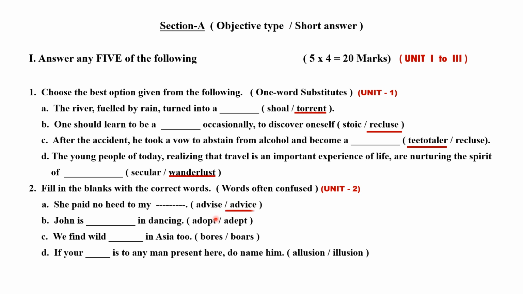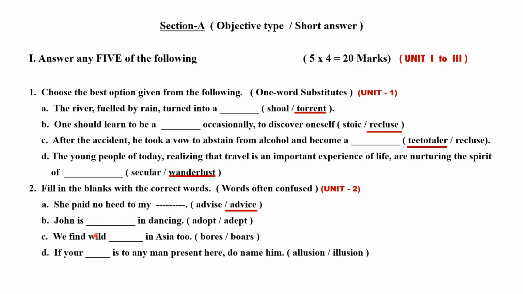And the answer is advice. So if it is C, that is a noun, and if it is S, that will be a verb. Advising, advised. So this can be changed into tenses, but a noun cannot be changed into a tense. So your answer is advice with C.